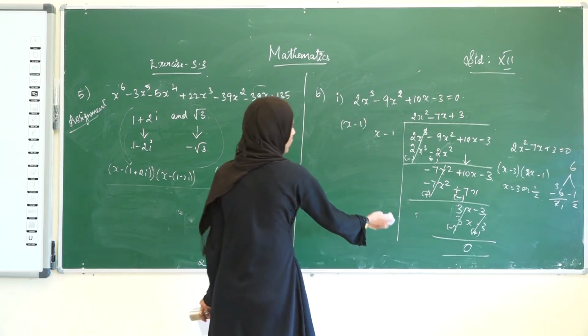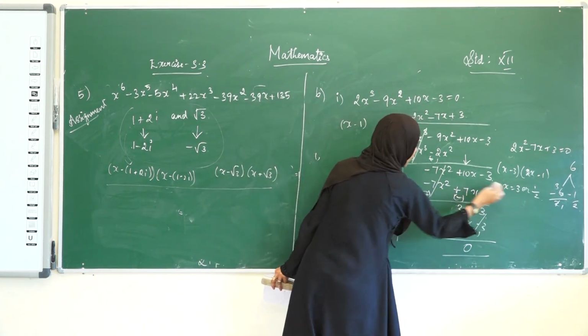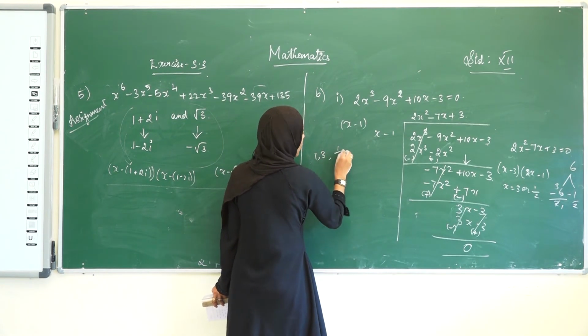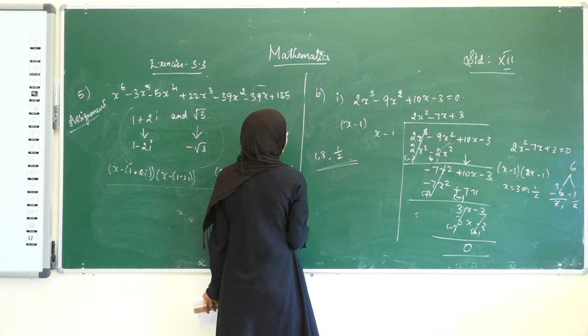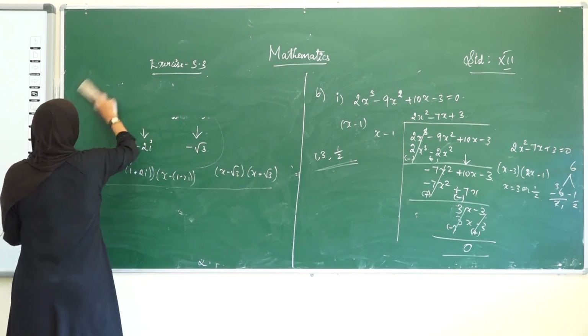Okay, we already know one root is 1, and we have found the other two roots, 3 and 1 divided by 2. These 3 are the roots of this cubic equation. In the same way, the second subdivision will be the assignment for you.